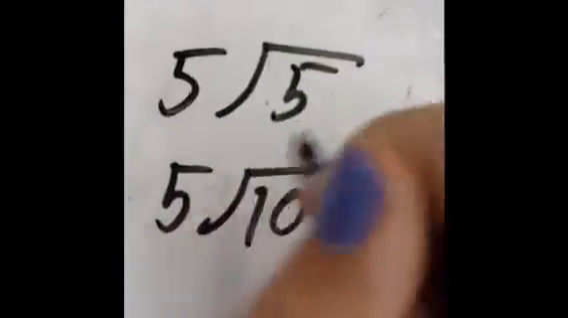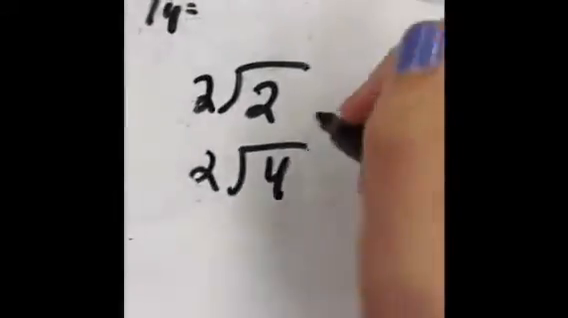Let's try 5/10 and 2/4. Those are pretty easy because you can divide both the top and bottom numbers by the same number. For 5/10, divide 5 by 5 and 10 by 5. For 2/4, you do the same. Divide 2 by 2 and 4 by 2. The answer for 5/10 is 1/2, and the answer for 2/4 is also 1/2.